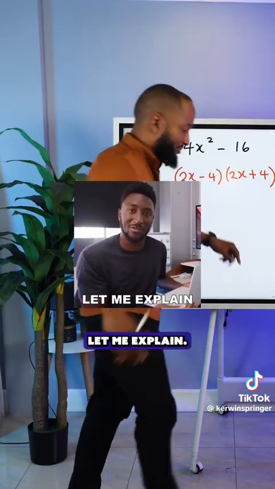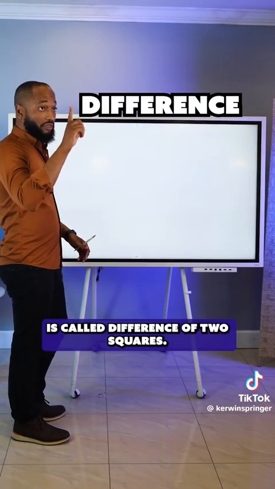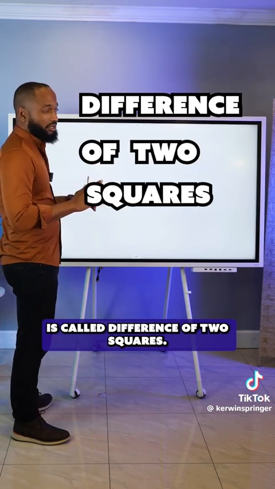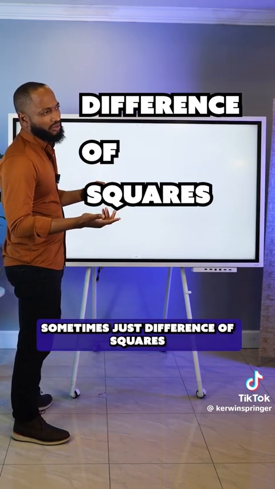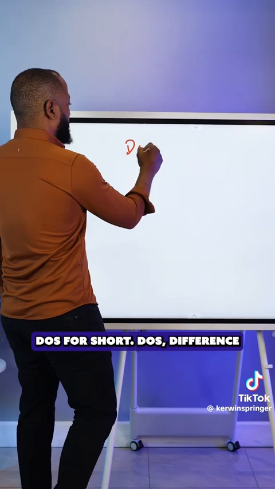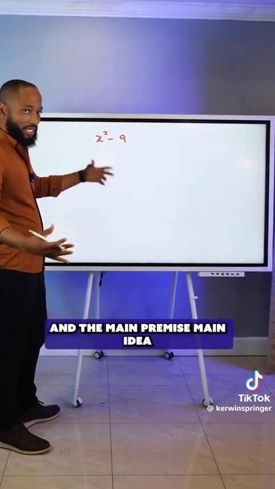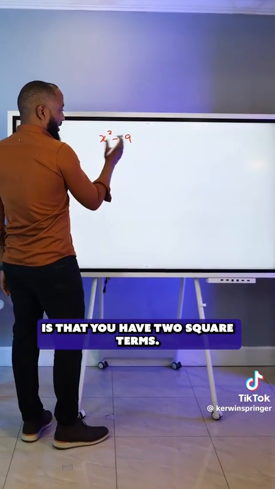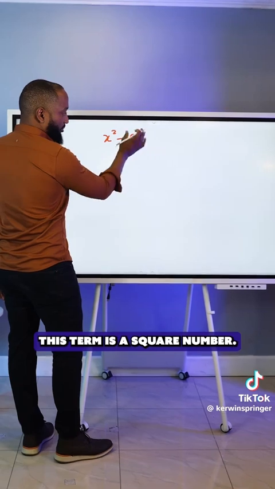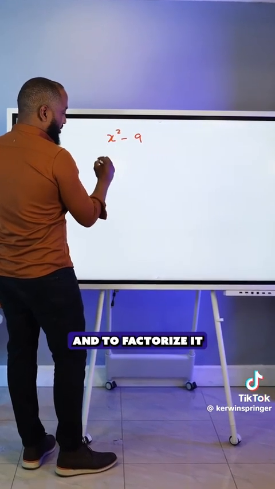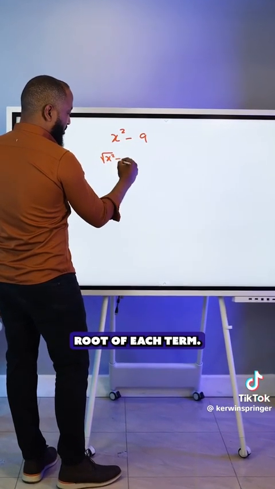Let me explain. Firstly, the topic is called difference of 2 squares, sometimes just difference of squares, DOS for short. The main idea is that you have 2 square terms. This term is a square number, this term is a square number. And to factorize it, we simply need to get the square root of each term.